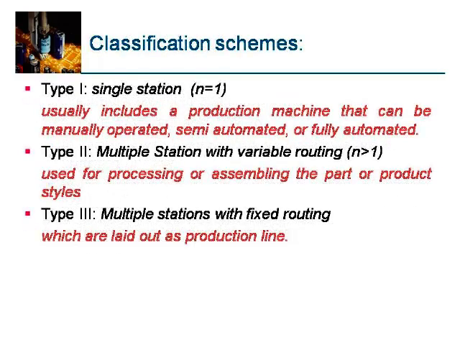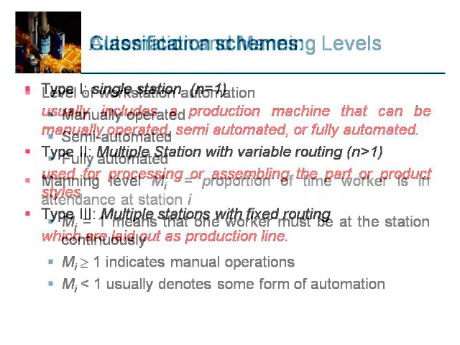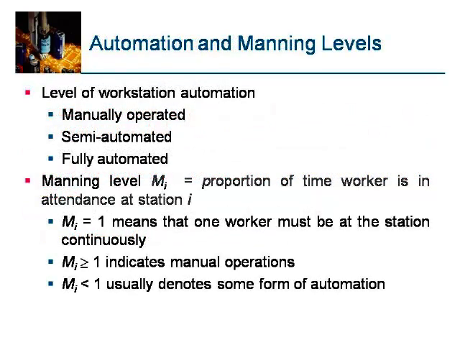Classification schemes are: type 1, single station, n equals 1, usually includes a production machine that can be manually operated or semi-automated or fully automated. Type 2, multiple stations with variable routing, n is greater than 1, used for processing or assembling different part or product styles. Type 3, multiple stations with fixed routing, which are laid out as a production line.